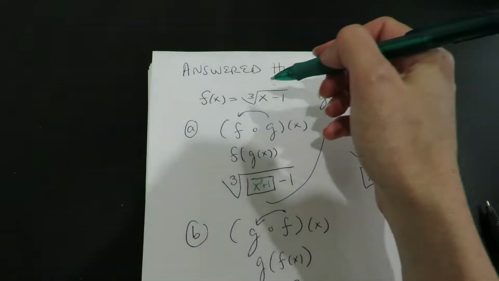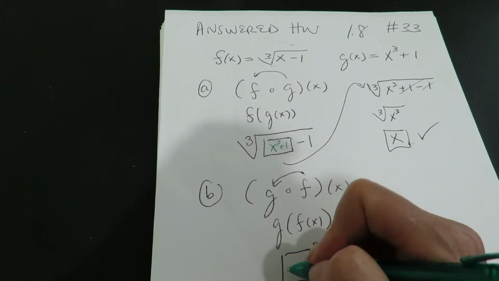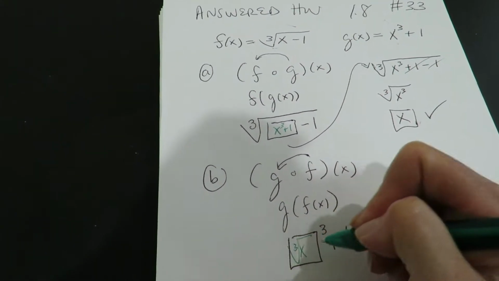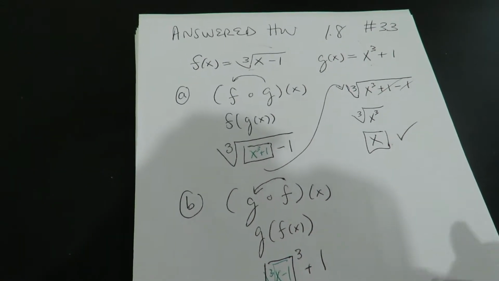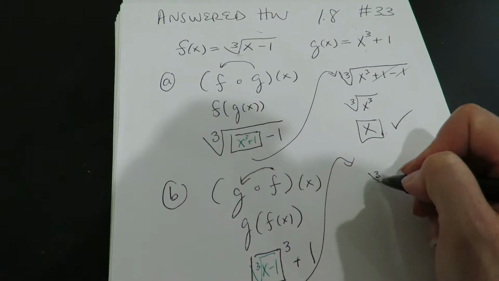Okay, so this is the F. This is what's going into G. So that's the cube root of X minus 1. Let me just take off the box, okay? So it's a little easier for people to see.